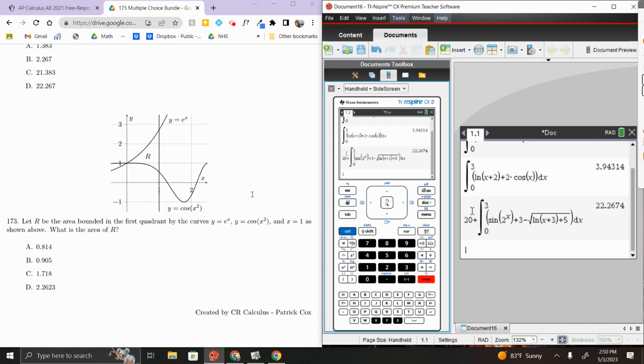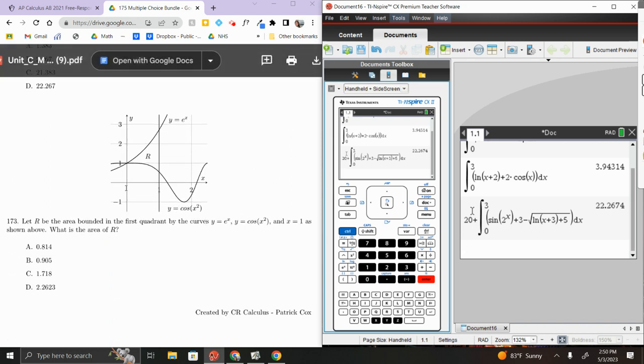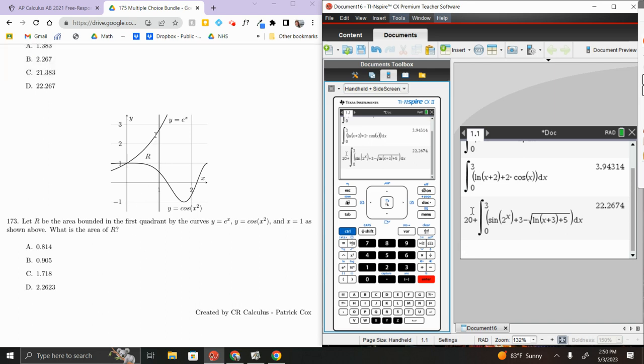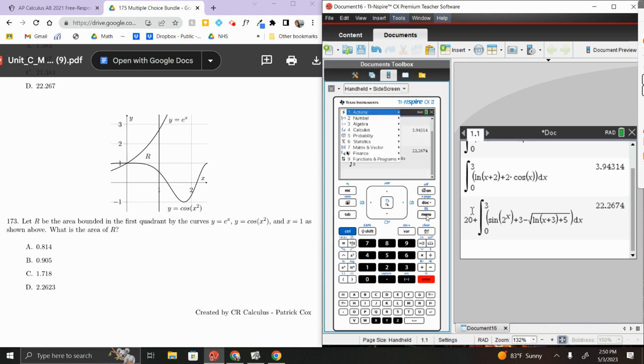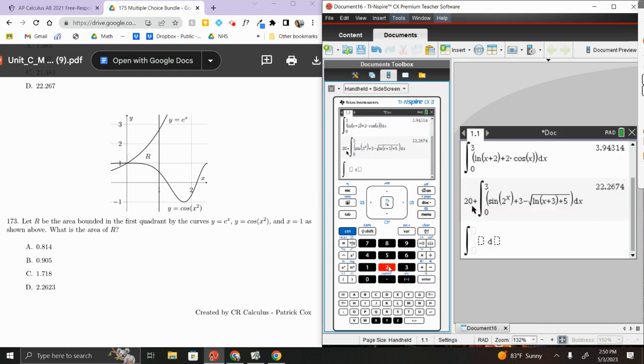173 is talking about area. So we have e to the x, cosine, and so on. We want the area of R. This is a long problem. Basically, we got to find the intersection. Oh, no, we don't. They're right here. It tells us it's from 0 to 1. So basically, we're going to set up an integral here. Menu 4, 2. Our x values go from 0. This line cuts it off at 1. So it'll go up to 1.